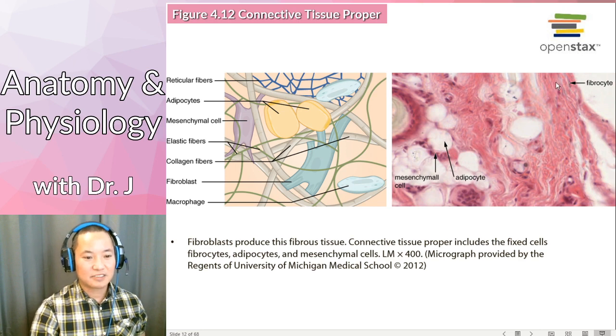And as you can see, there are many different shapes of these cells. This is actually a whole adipocyte. And this is a mesenchymal cell. Oh, they spell it interestingly. Maybe it's a different language. And then also a fibrocyte.